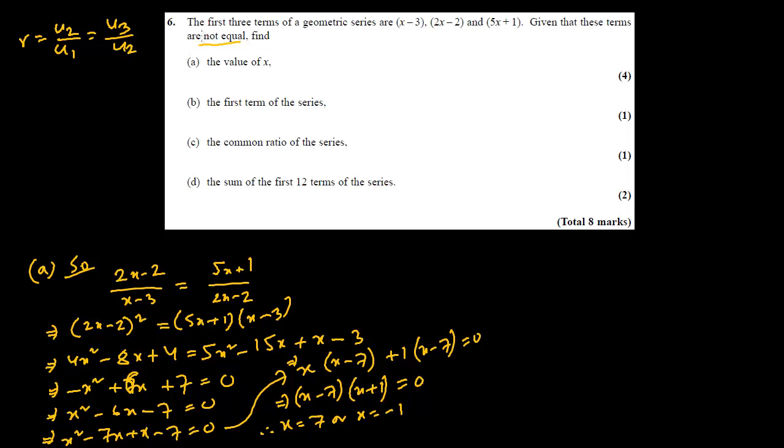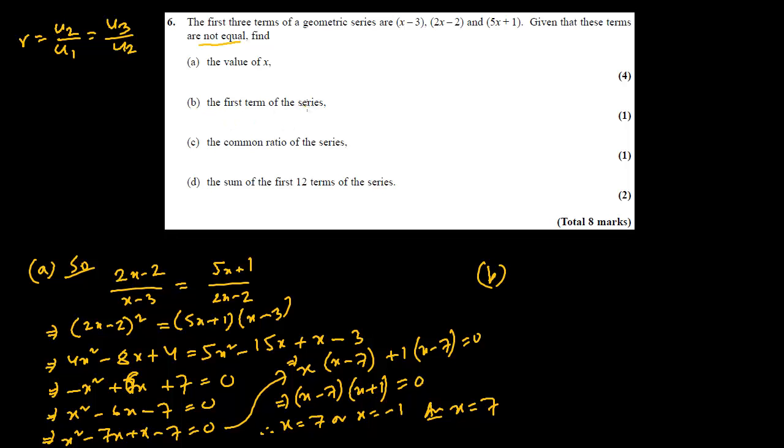So let's check. When we put the value of x equal to 7, what happens to the terms? If I put x equal to 7 here, 7 minus 3 is 4. And here, 2 sevens are 14. 14 minus 2 is 12. So they are not equal. So we can write the answer x equals to 7, because here the terms are not equal. If you put x equal to minus 1, the terms would be equal.